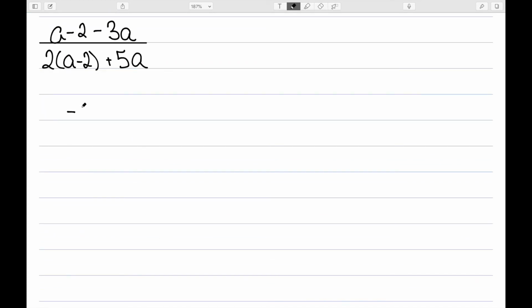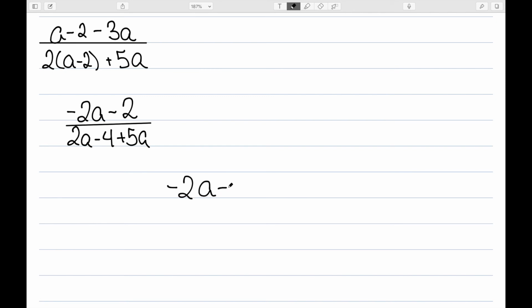On the top, we can see this is a minus 2 minus 3a, which is minus 2a minus 2. The bottom, when I multiply it out, I have 2a minus 4 plus 5a. So finally, combining the bottom, 2a minus 2 on the top, the denominator, 5 plus 2 is 7, so I have 7a minus 4.